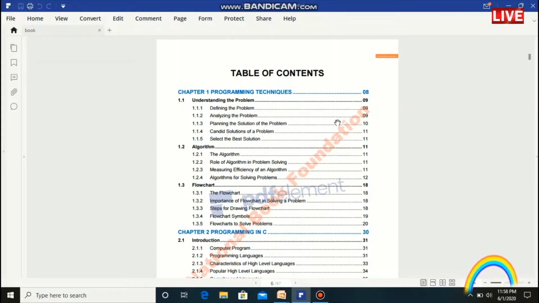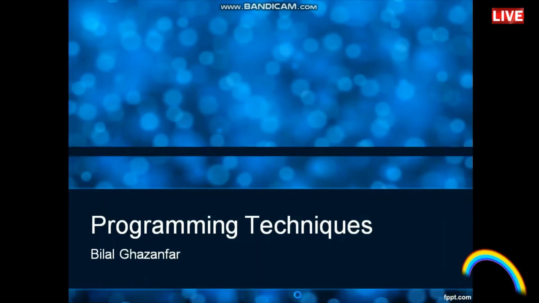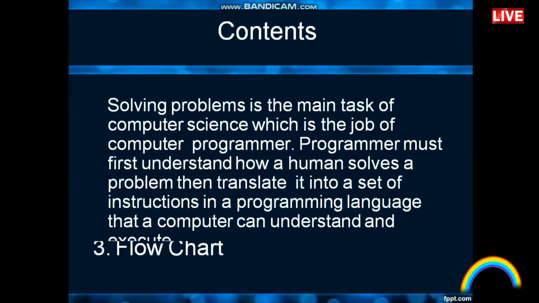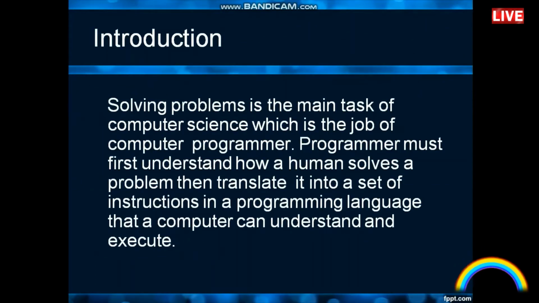So in the first chapter, the table of contents, we will cover understanding the problem, algorithm and flowchart. These are the main areas that we cover in this chapter. So let's start from the problems, like what is a problem? The problem that we face in our daily life. Solving the problem means how you can find the solution of your problem.